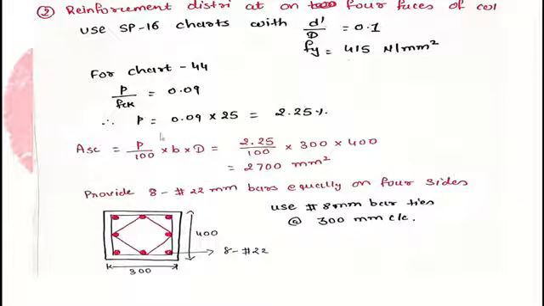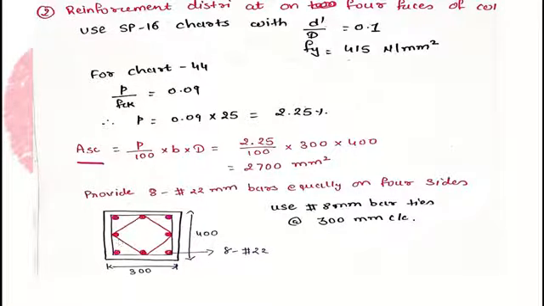The value of PT, that is 0.09 multiplied by 25, that is 2.25%. ASC required is 2700 mm square, right? And here the reinforcement distribution will be on all four sides. Okay, and we can first choose one bar diameter and then the number of bars. So here I am choosing 8 numbers of 22 mm bar diameter equally on 4 sides, right? So I'm providing 22 mm bar diameter, 1, 2, 3, 4, 5, 6, 7, 8 numbers. Use 8 mm bar ties.